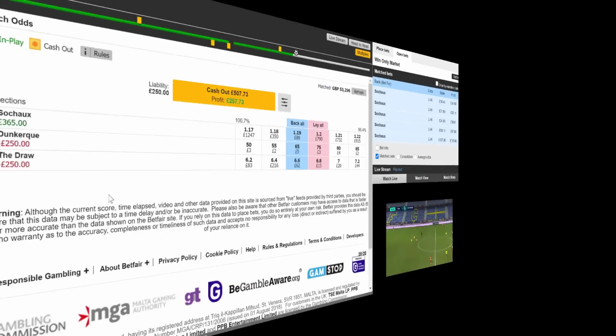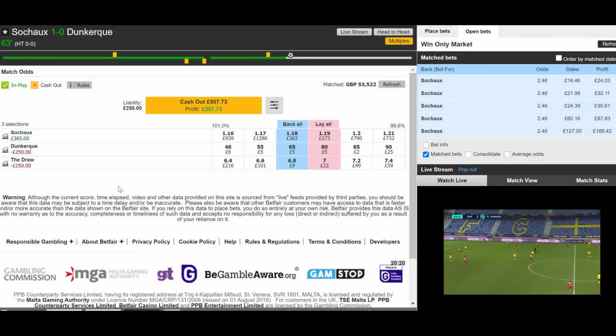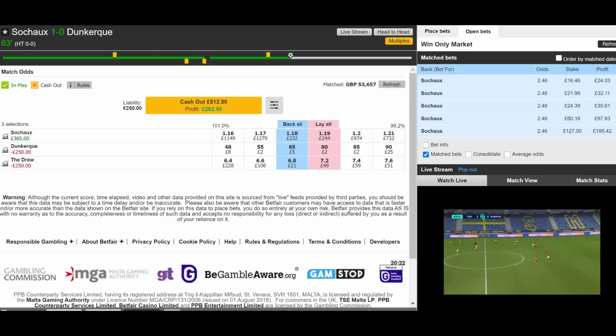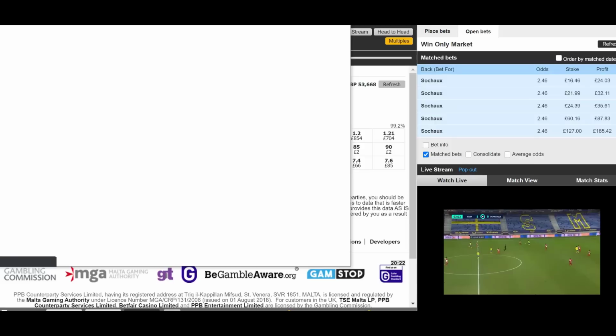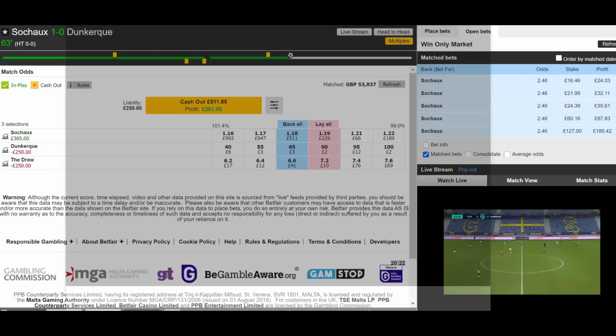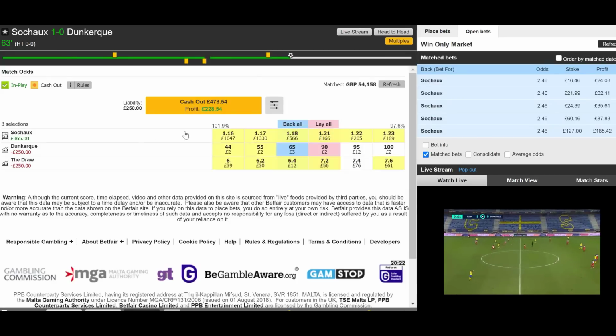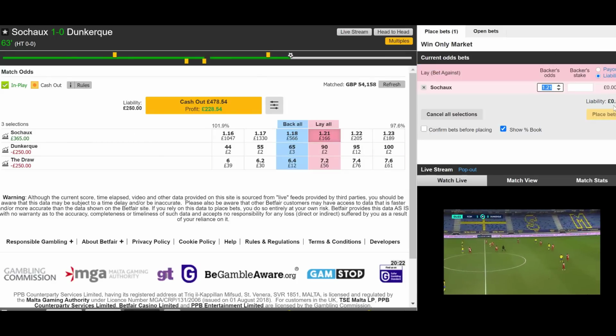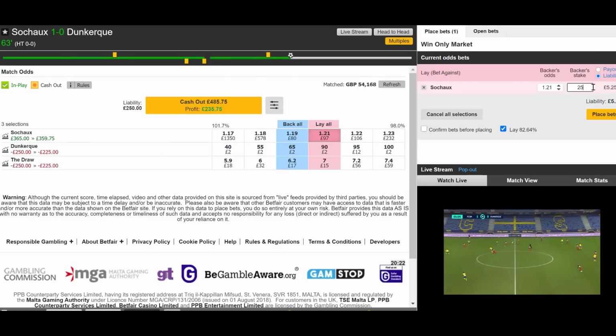Okay. So we're going to look at a little bit of a different approach here. So in this match, we backed Shao, if I pronounce that correctly. We backed them at 2.46 using a £250 stake. And now the home team, as I'll just call them, have taken the lead, and their price has shortened significantly. Okay. So now we backed with £250. Now let's lay with £250 and leave that free bet on the home team.